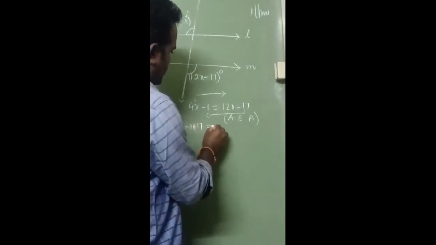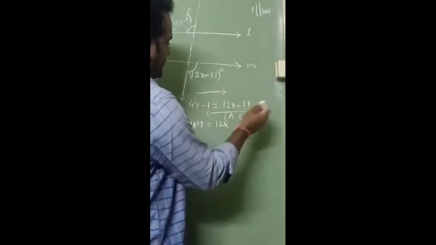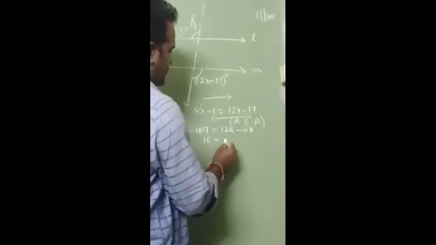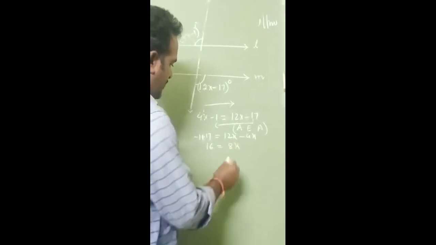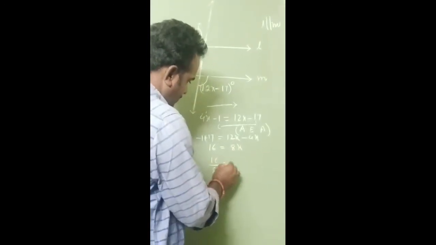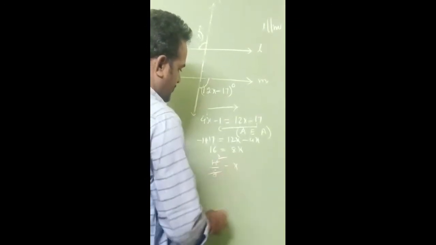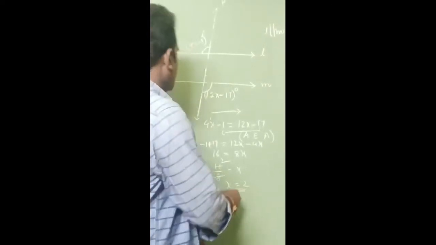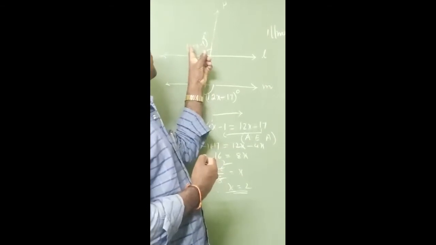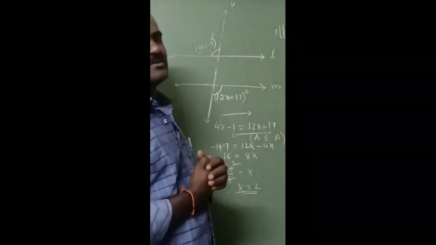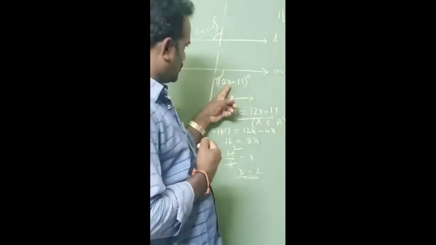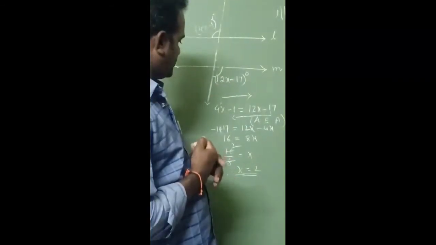That is equal to 12x, and take 4x to the other side, minus 4x. Here minus 70 minus 1 is equal to minus 71... Here 12x minus 4x is equal to 8x. Then x is equal to the constant divided by 8. So x is equal to 2. So here the x value is 2. Then 4 into 2 is 8, 8 minus 1 is 7. This angle is 7 degrees. And 12 into 2 is 24, 24 minus 17.